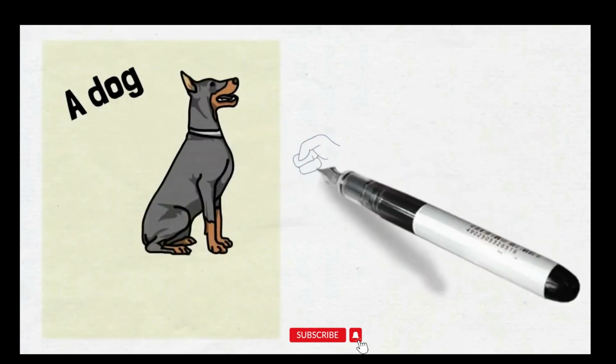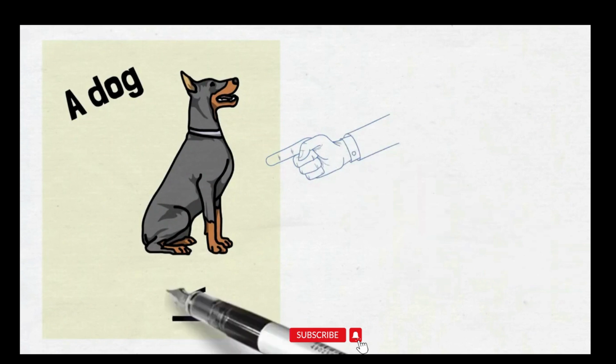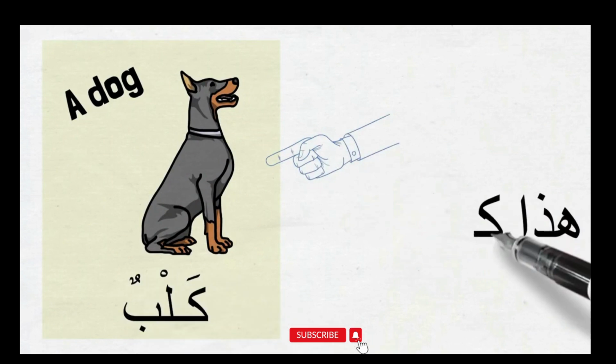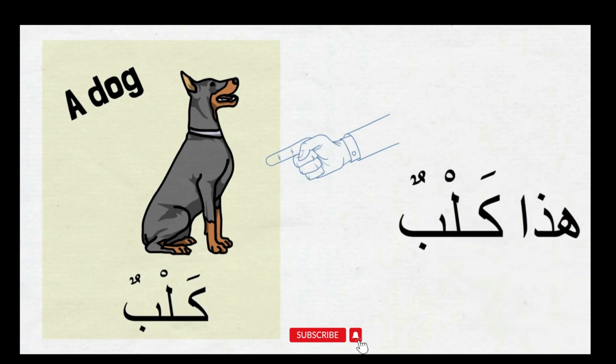Now this is a dog. In Arabic, a dog is كلب. So to say this is a dog, we go هذا كلب.